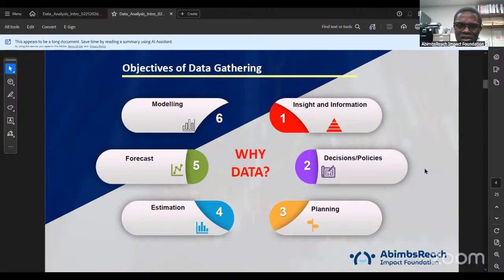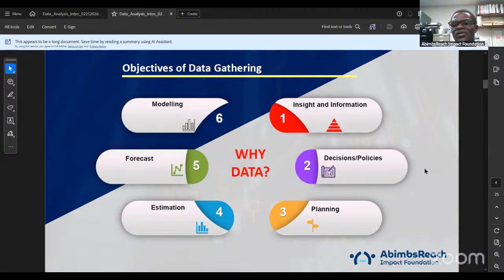Because we want to understand the process, we are uncertain about how the process evolves over time, how the process moves. And because we're uncertain, we don't have that information, we want to collect data from that process to be able to generate insight from it. So that's the first objective of collecting data. The second objective, which is like another step forward from insight and information, is decision and policy.